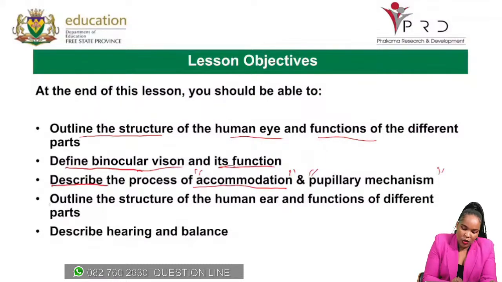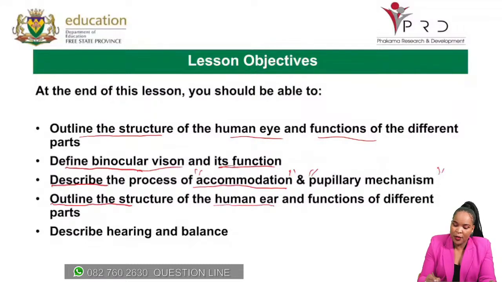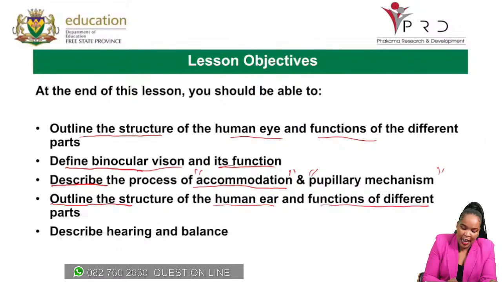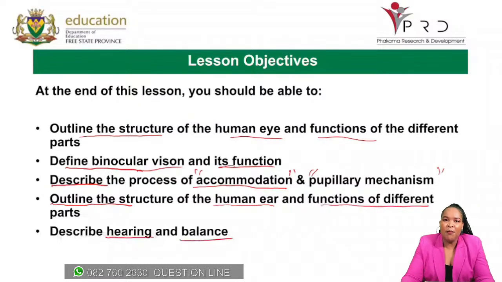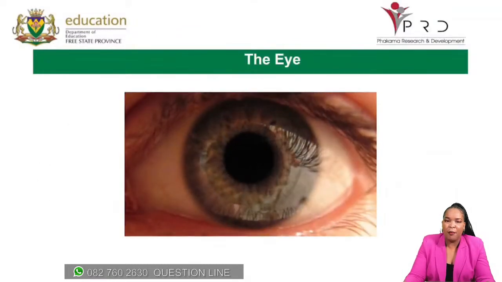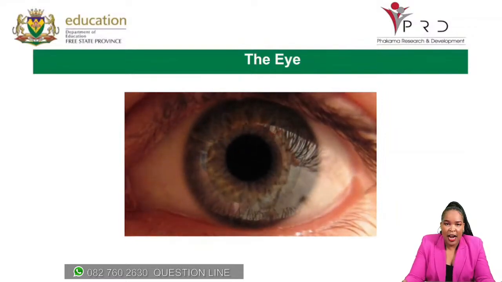And then you must also be able to outline the structure of the human ear and the functions of the different parts, and also describe what hearing is, or how our ear helps us with hearing and balance. Remember, we come up with these lesson objectives. We do not just decide on them on our own. So these were all taken from the exam guideline.